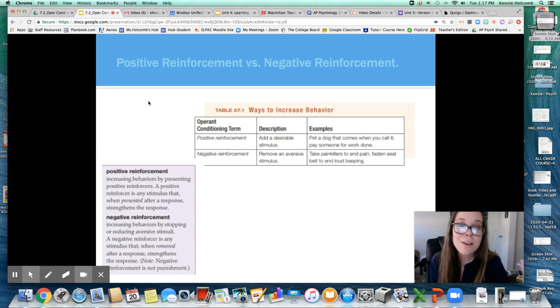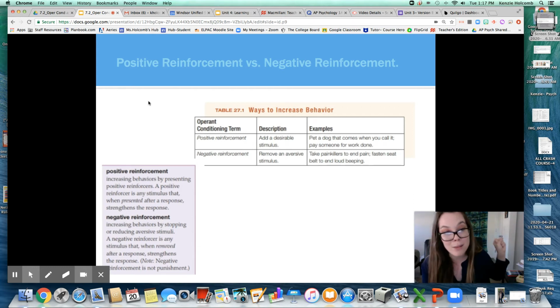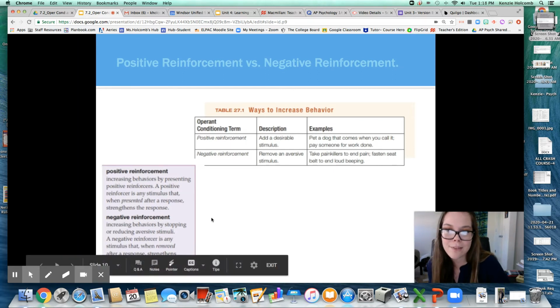While negative reinforcement is where we remove an aversive stimulus, so a bad stimulus. So we take something away in order to increase a behavior. So, fasten your seatbelt to end the loud beeping. So taking away the loud beeping, right? And again, these are really great definitions.